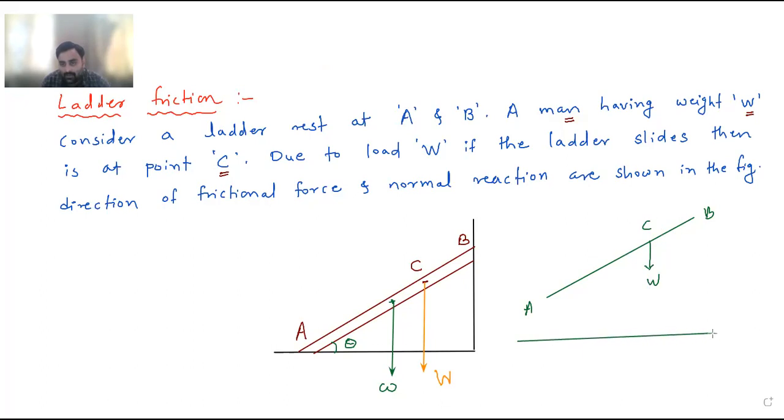Okay, its position will be like this. It will slip like this. So this is your A and B. From this wall and from this floor, it will come down. So the motion of this B point is in this direction, and the motion of A point is in this direction. This is the concept which you need to understand.